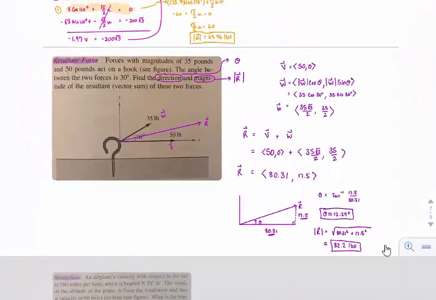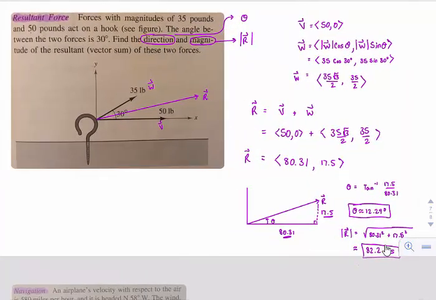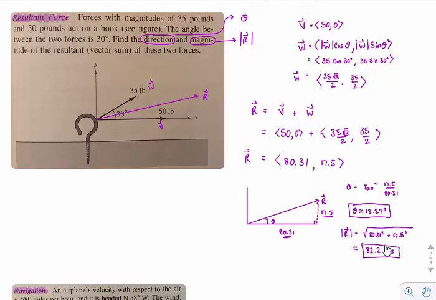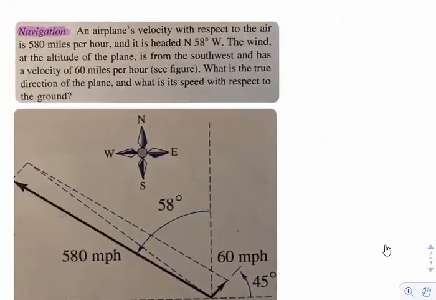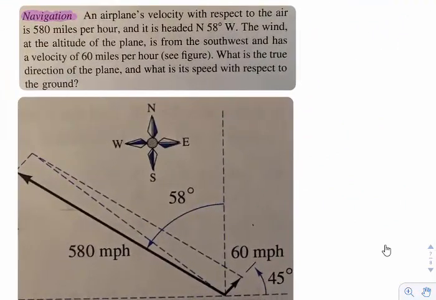A lot of the times when you're doing resultant forces, those are the things we're looking for, so that's a pretty common problem right there. So that is, again, resultant forces. Now the next one I have here is just dealing with headings, which is your bearings and things like that. So this one we have a picture as well to go with this. We have an airplane's velocity with respect to the air of 580 miles per hour. They just gave me a magnitude there, and they're telling me it's headed in the direction north 58 degrees west, which you can kind of see that angle written right there.